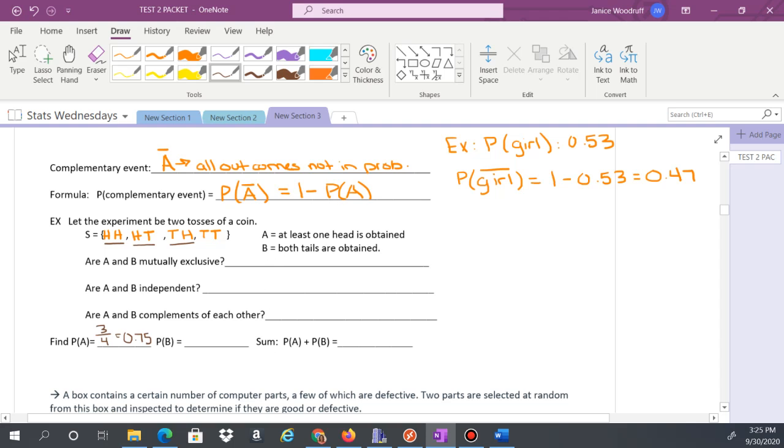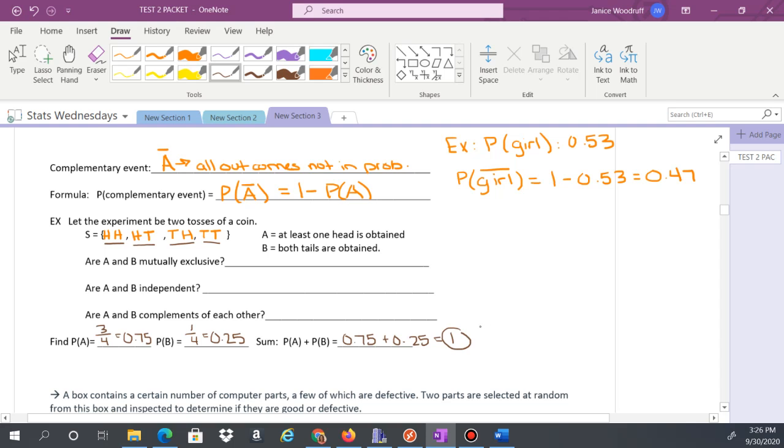Probability of B, that you get 2 tails. Well, there's only 1 way that that can shake out. You get tails and then tails. So that last one there, so that's 1 out of 4. You get 0.25. If I add those 2 probabilities together, 0.75 plus 0.25, I get 1. So let's answer these questions.